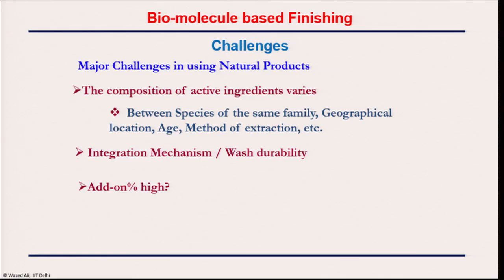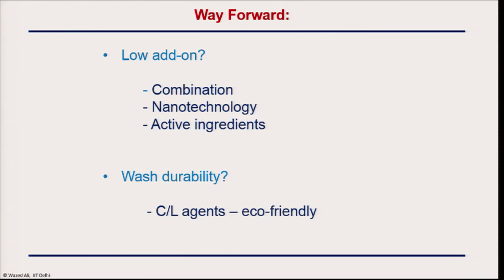So, one approach can be a combination of different kinds of biomolecules. Combination means we can have two different kinds of molecules which will give a synergistic activity for the particular property. For example, we talk about the antibacterial property. Maybe one kind of compound can give antibacterial properties, but the add-on requirement is very, very high. But if we mix two molecules together, it sometimes gives a synergistic activity. So, combination is one approach which we can look into.